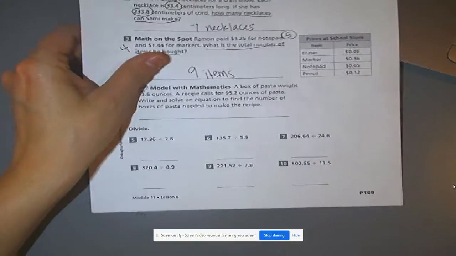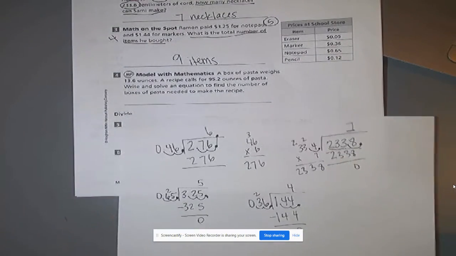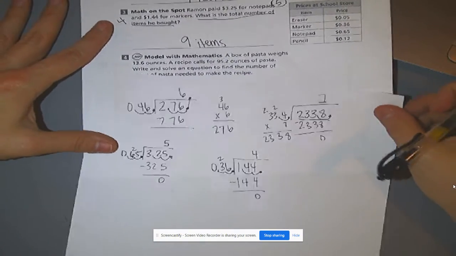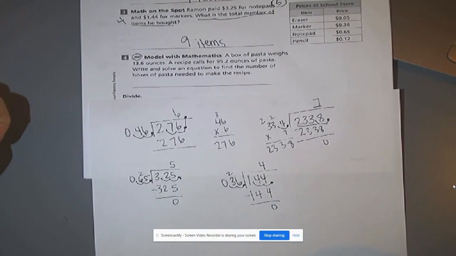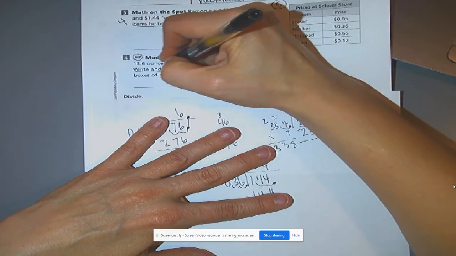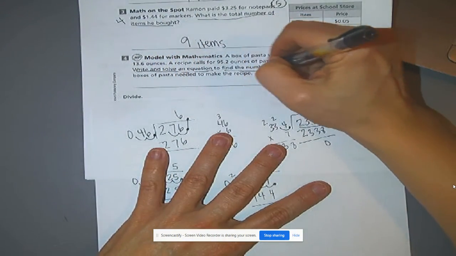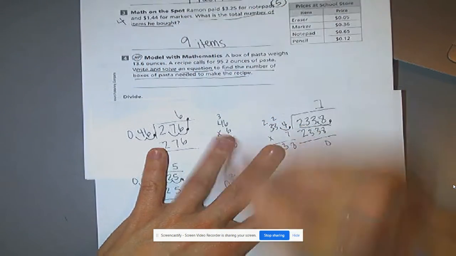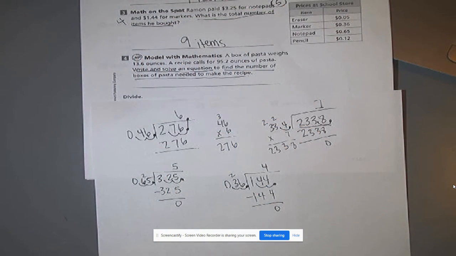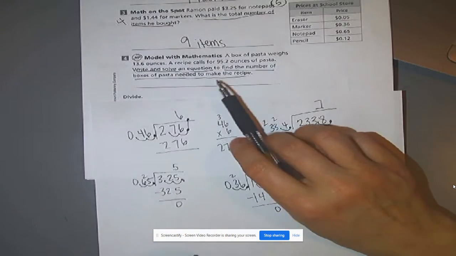Okay? All right, let's do number 4 together, and then I think I'm going to let you not have to have such a long video today. Okay, a box of pasta weighs 13 and 6 tenths ounces. A recipe calls for 95.2 ounces of pasta. Write and solve an equation to find the number of boxes of pasta needed to make the recipe.